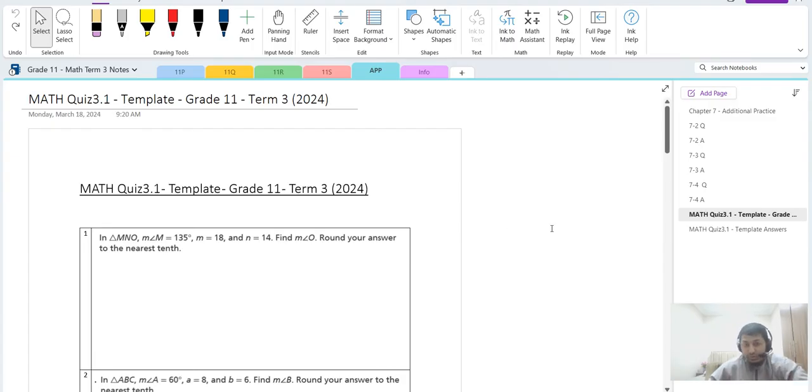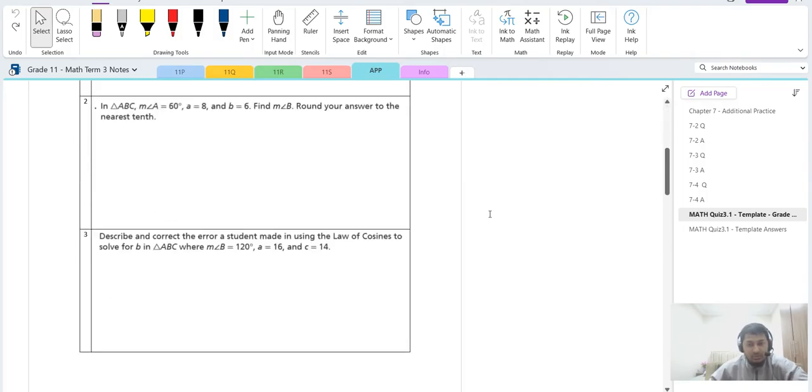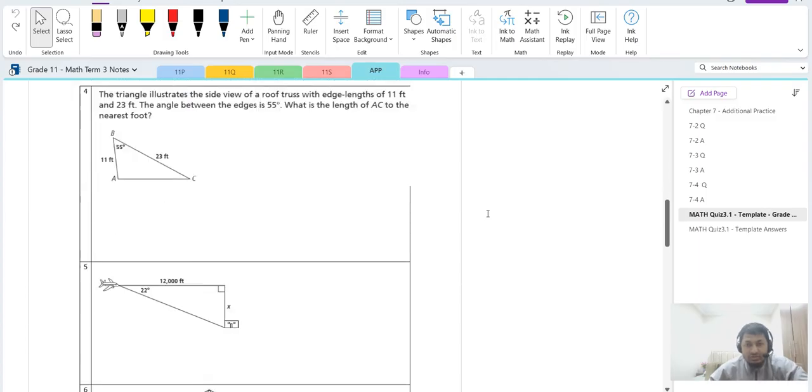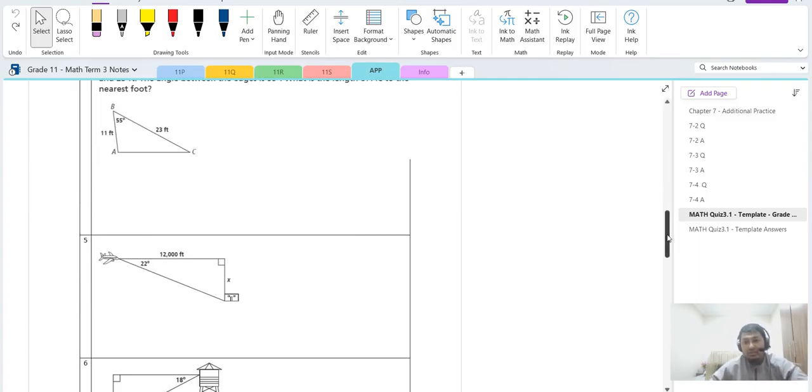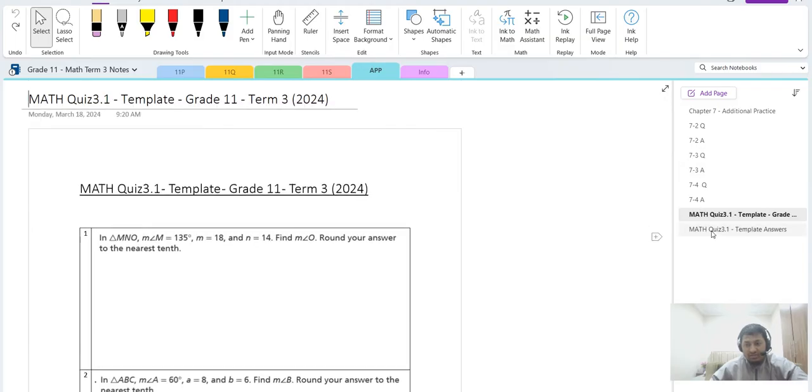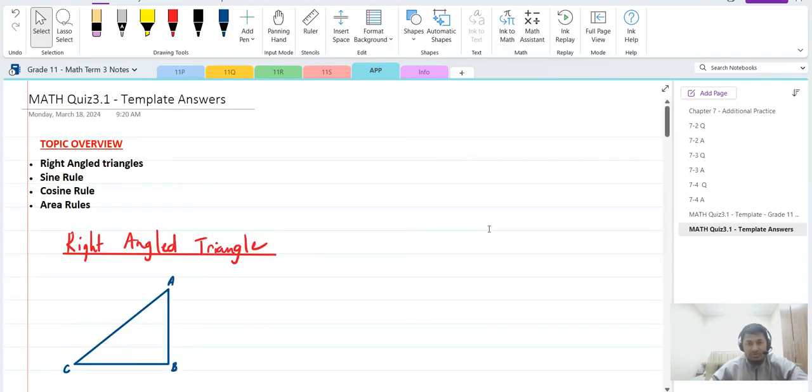This topic covers the sine rule, cosine rule, and area rules. There are some questions in your quiz template which we are going to do thoroughly. Before we begin to answer these questions, let us go over some preliminaries, basically the rules that you need to answer these questions. So, a slight topic overview. We're going to study right angle triangles, the sine rule, cosine rule, and area rules. What I'm going to explain is when to apply these rules in certain conditions.